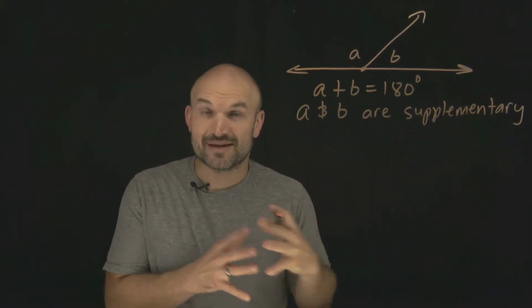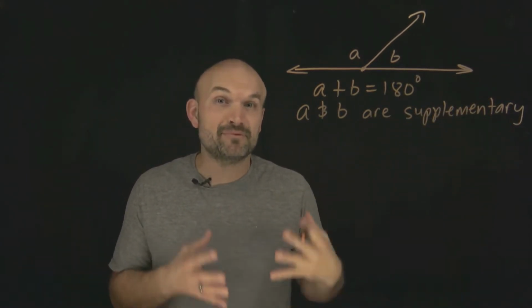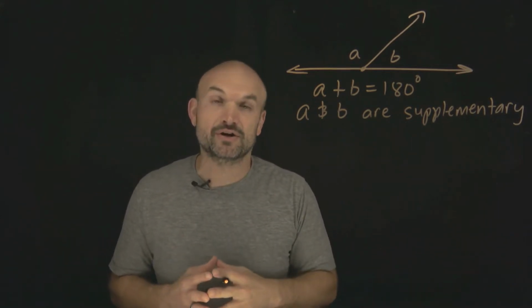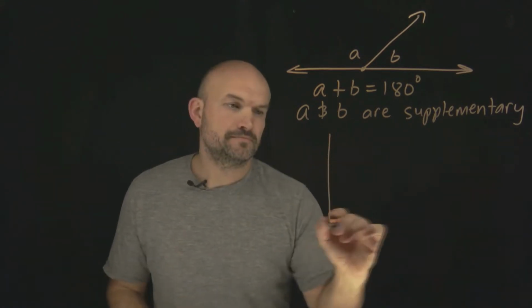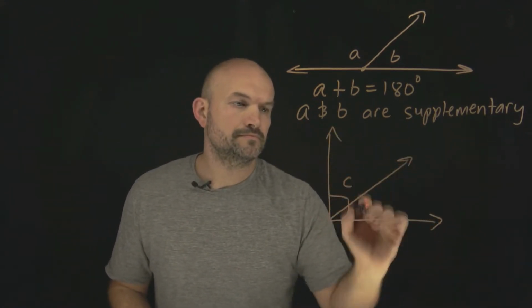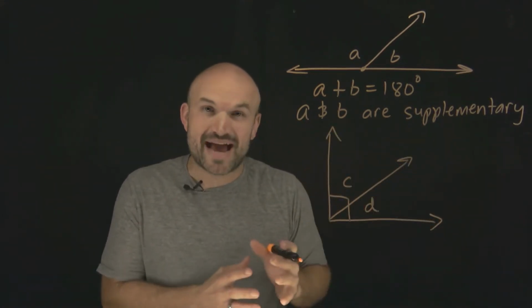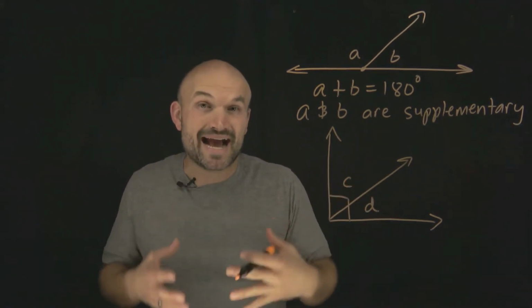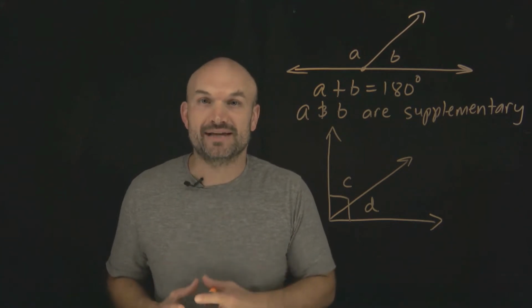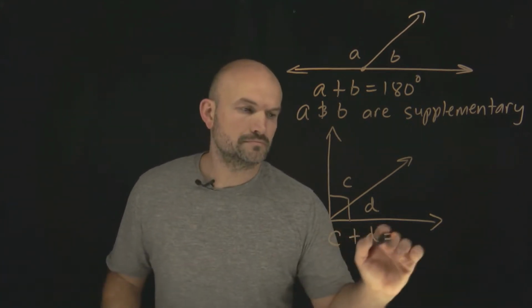Now, the next two angles I want to talk to you about are complementary angles. Complementary angles are two angles that add up to 90 degrees. So again, the two angles don't have to be inside of a right angle, but anytime you have two angles that add up to 90 degrees, we call those two angles complementary.